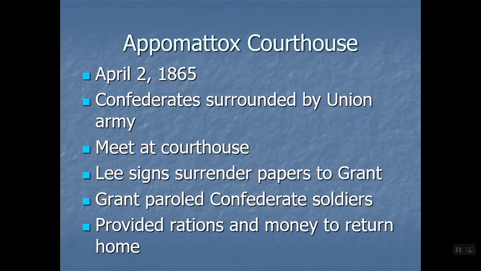Grant paroled some of the Confederate soldiers. So that is, parole again, is the ability to forgive them. So they're again not being convicted of or arrested on crimes of treason. And so Lee thought that these were acceptable terms. Robert E. Lee is going to encourage the rest of the Confederacy to accept these terms and to accept defeat.